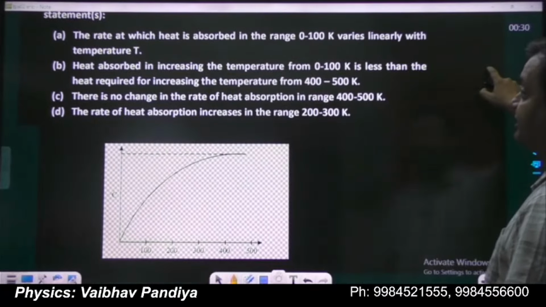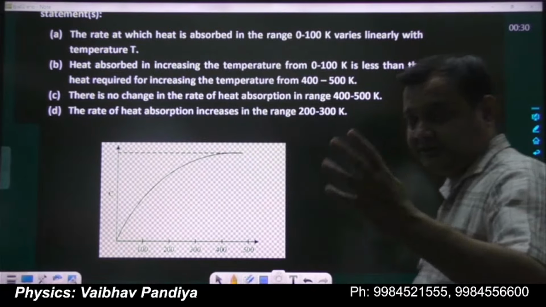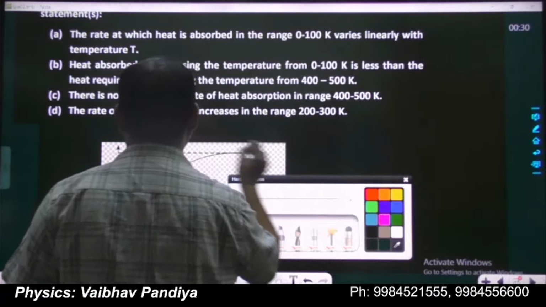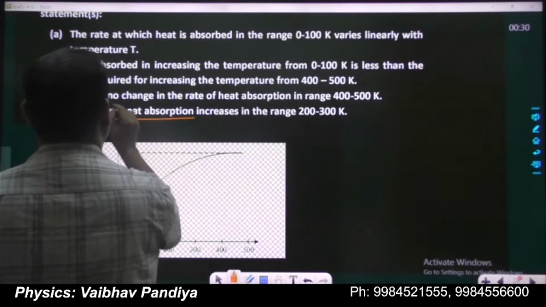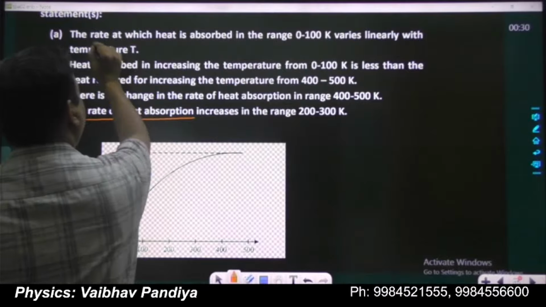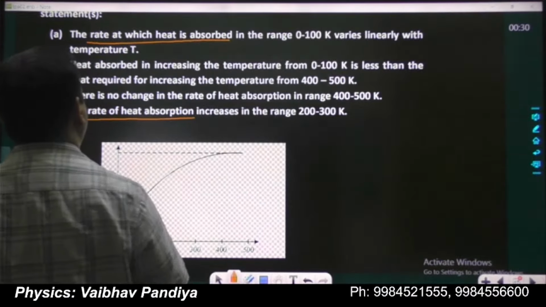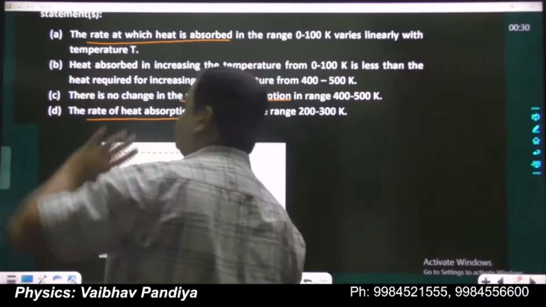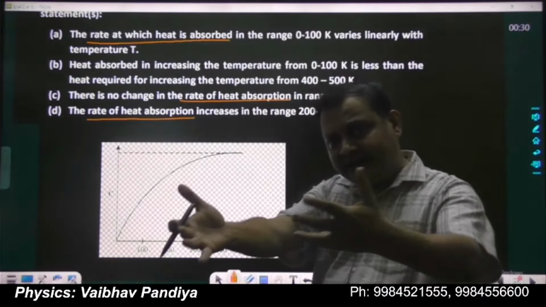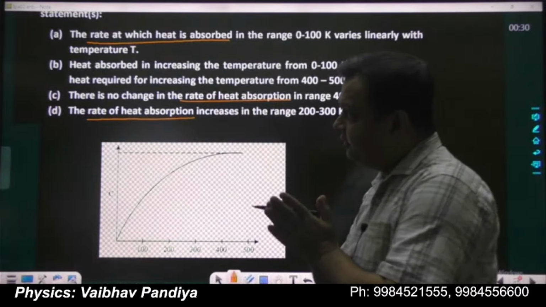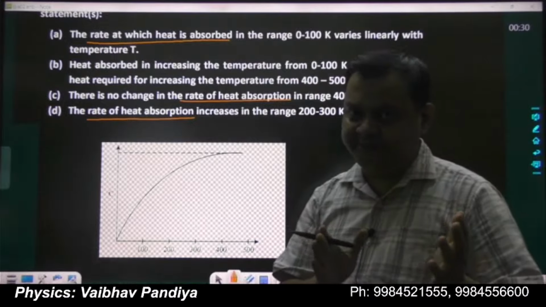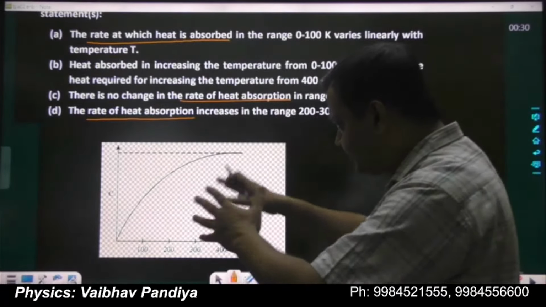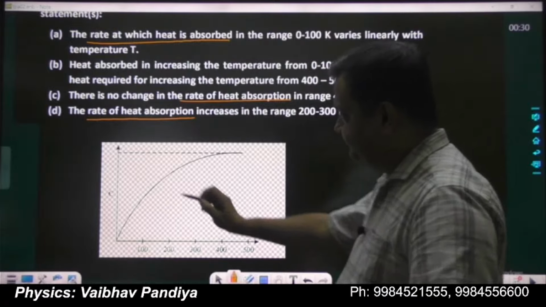200 to 300 Kelvin. Now see, out of the 4 options, 3 options involve something related to the rate of heat absorption. Except option B. Option B is related to the heat absorbed, and option A, option C, and option D deal with the rate of heat absorption. So first of all, let us study the rate of heat absorption.